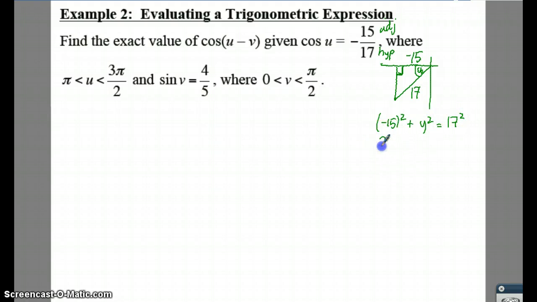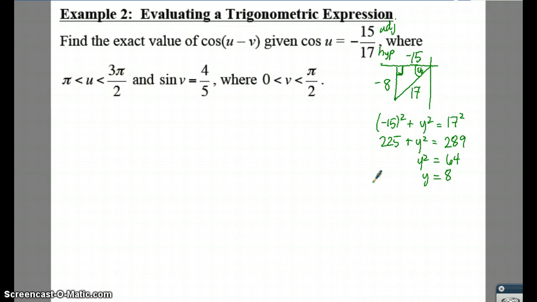So we get 225 plus y squared equals 289. Subtract those, you get y squared equals 64. Y is going to be equal to 8. However, we are in our third quadrant, so we need to make this a negative 8.